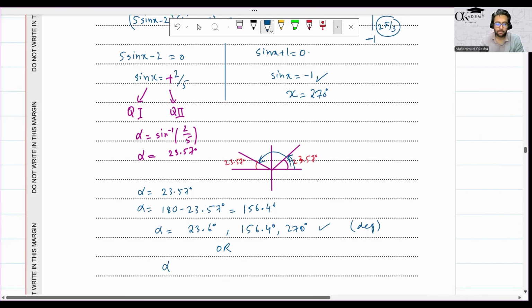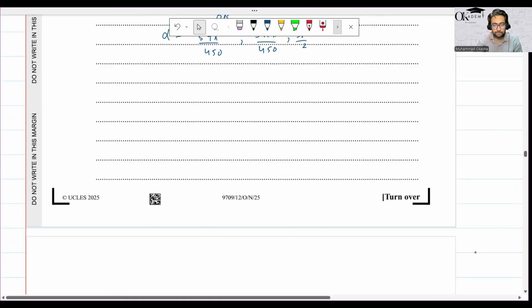If you want, you can write your answers in radians as well. And that is going to be 3 pi by 2, 391 pi over 450 and 59 pi over 450. If you want, you can work them out in radians as well. We are done with this question.